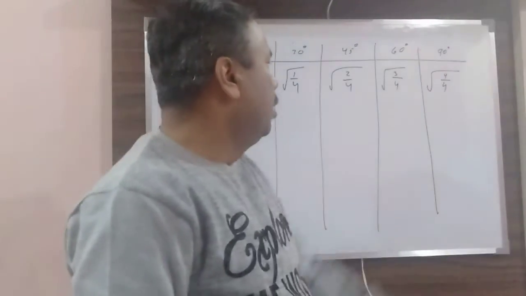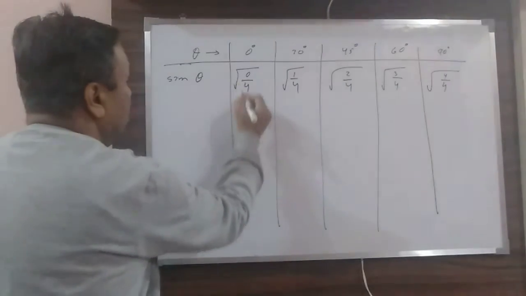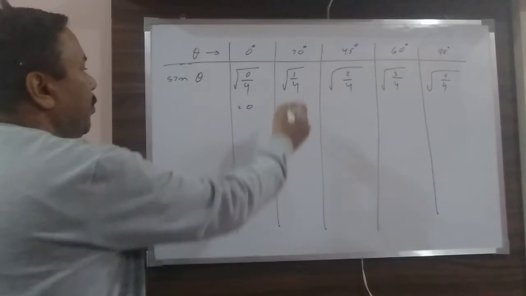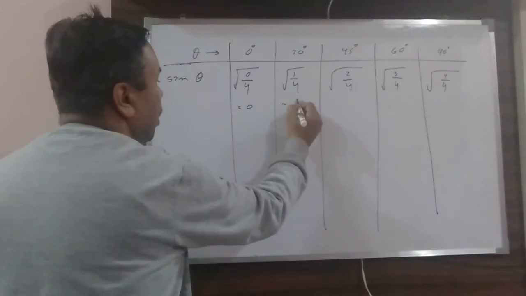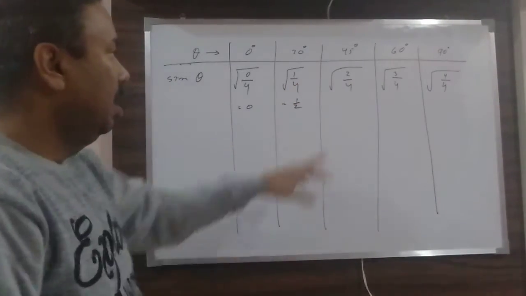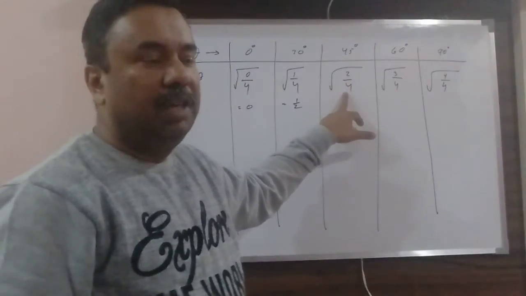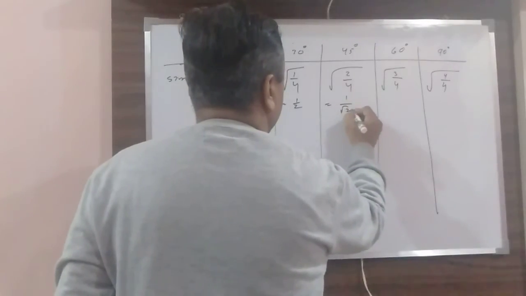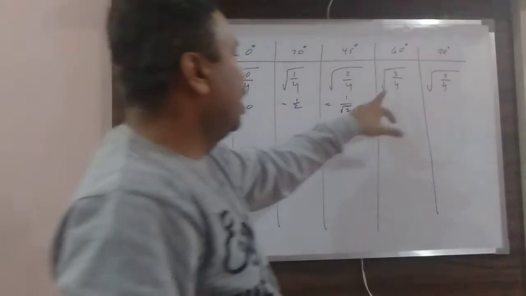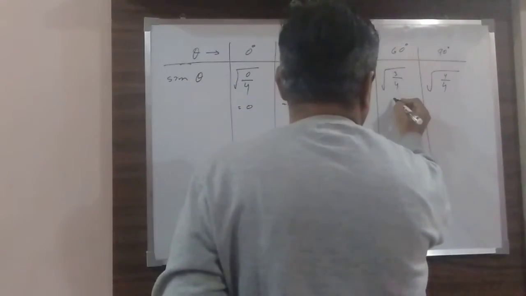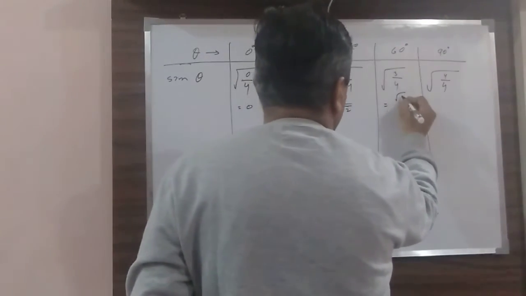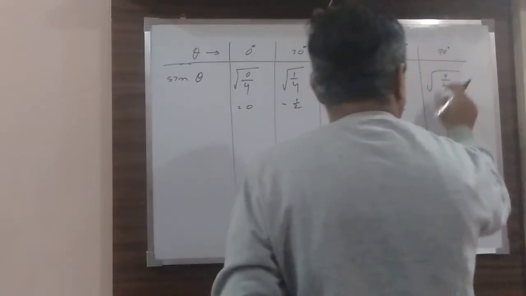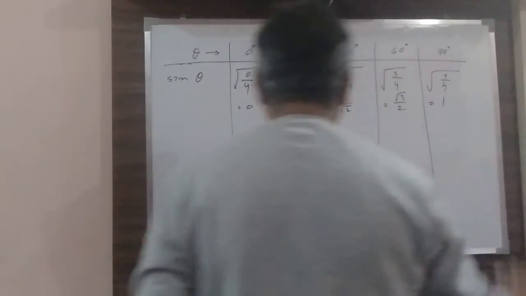Anyway, now let's see what happens. If it is 0, 0 by 4 means it will become 0. It is 1 by 4, the square root of 4 is 2, so its value will become 1 by 2. Then 2 by 4 will get cancelled, it will become 1 by 2, so the value will become 1 by root 2. Then the denominator will have a square root but the numerator will not, so it is root 3 by 2. For 90 degrees, it will be 1.